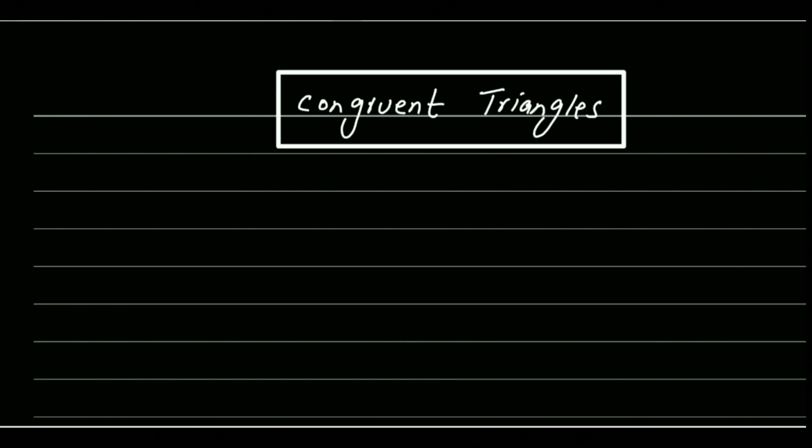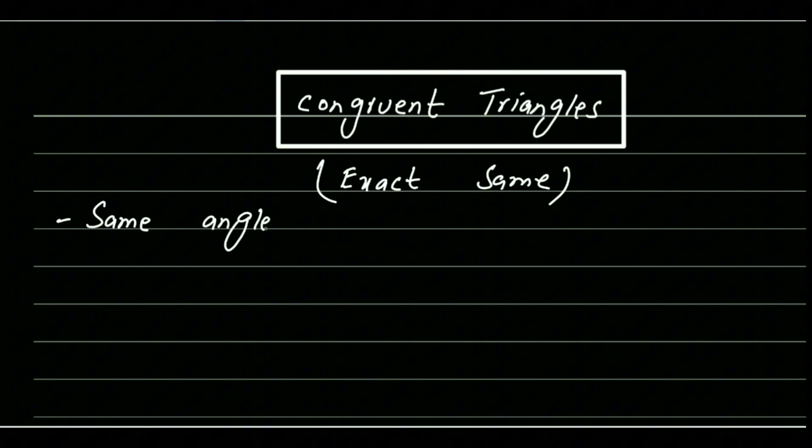Okay, so congruent triangles means exact same angles, same sides and same shapes. Same angles, same sides and same shape.